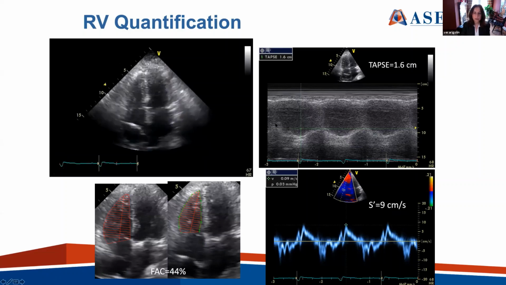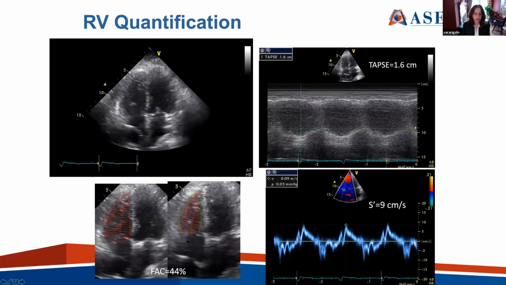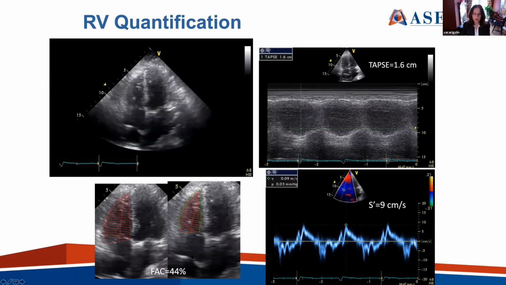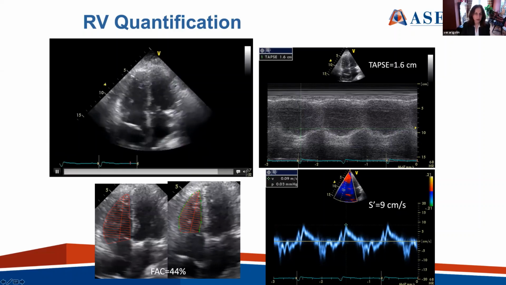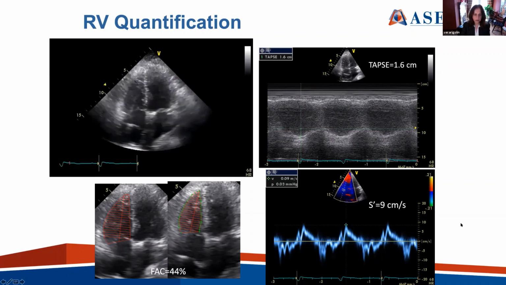And when we look at some of her quantitative parameters, we see that her TAPSE is right at the normal limit. Fractional area change is normal at 44%. Remember, less than 35% is abnormal. And her S prime is just a tad low. Greater than 10 would be normal. But 9 is not too bad, and it really goes along with the other parameters that we are looking at. Everything is right at the upper limit of normal.